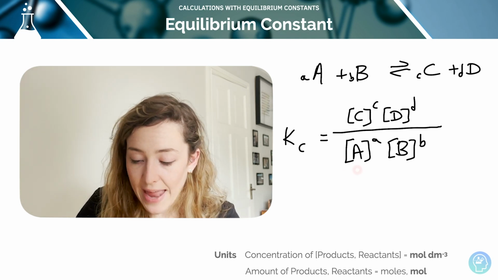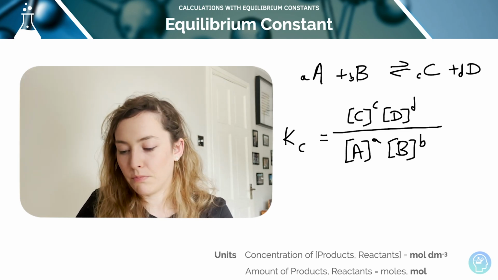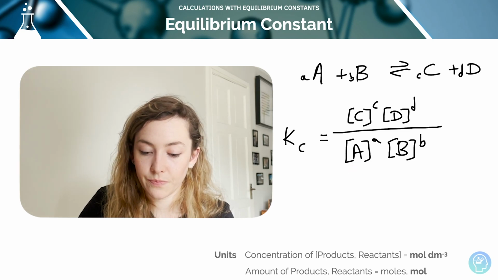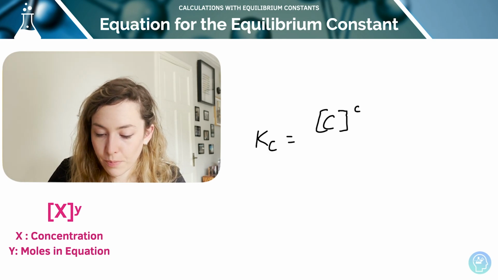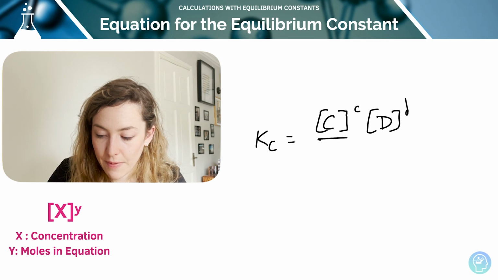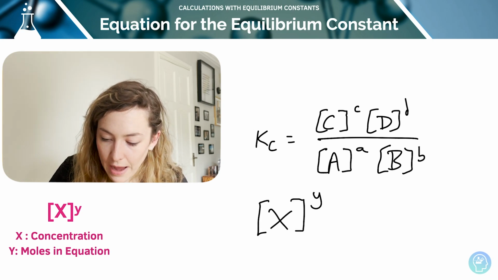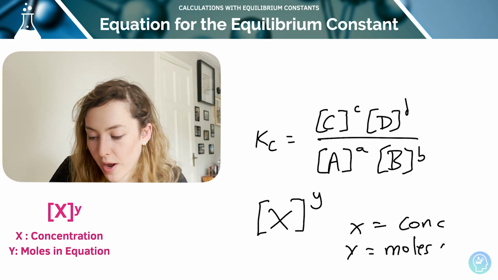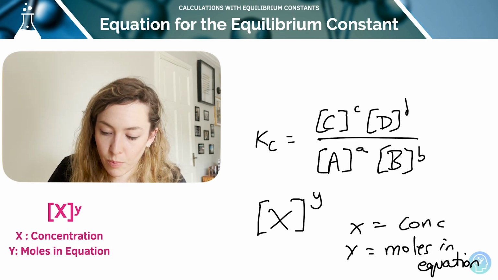Okay, so the units of anything in square brackets is moles per decimeter cubed. Okay, and the amount of products, for example, might be in moles. But when I use square brackets, I'm meaning moles per decimeter cubed. So as you saw, when I was writing, for example, my top line to the power, and then D, and then A, and then B, that X to the power of Y, so the X is the concentration, and the Y is the moles in equation, it's the coefficient.